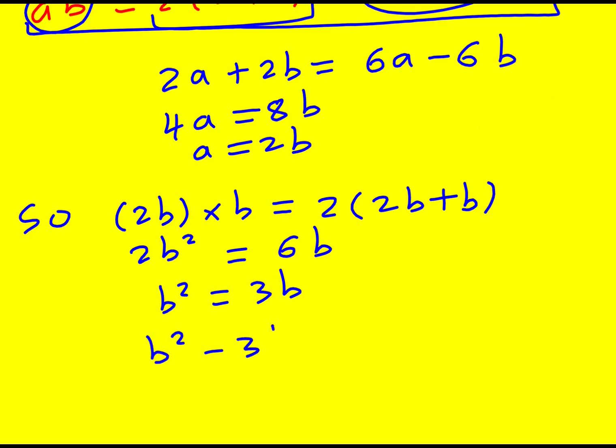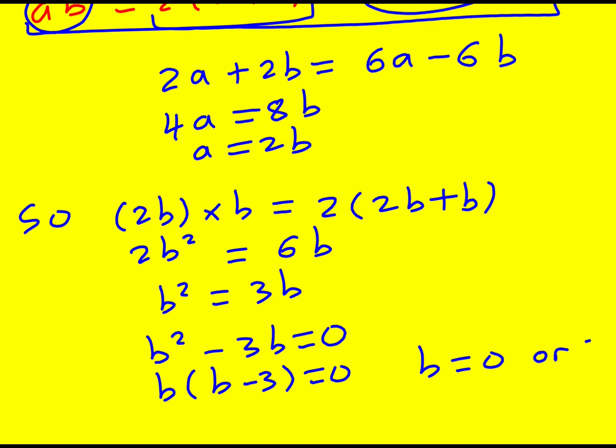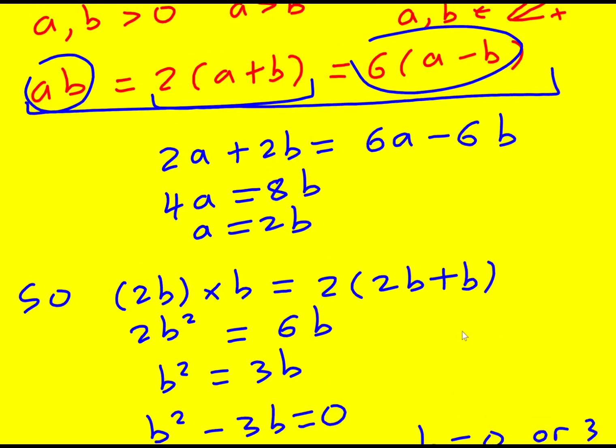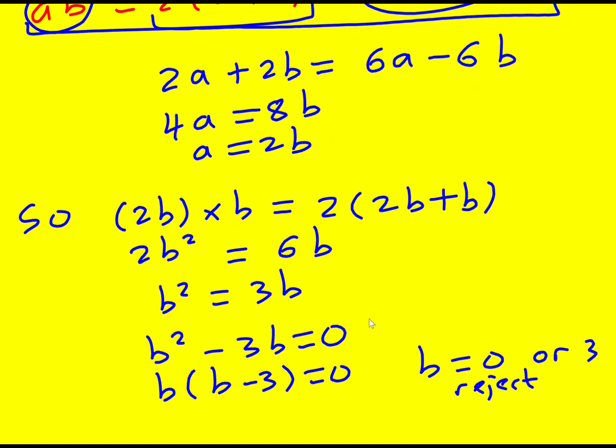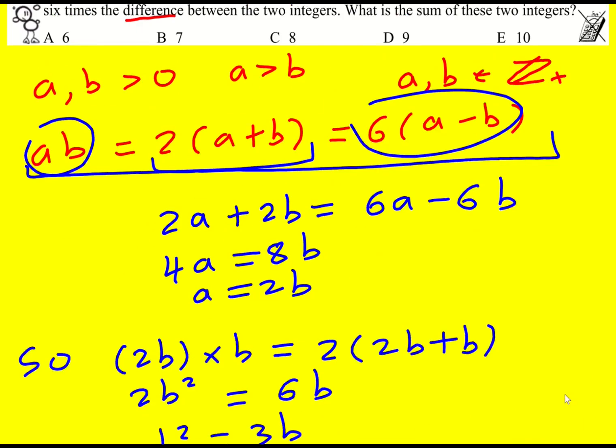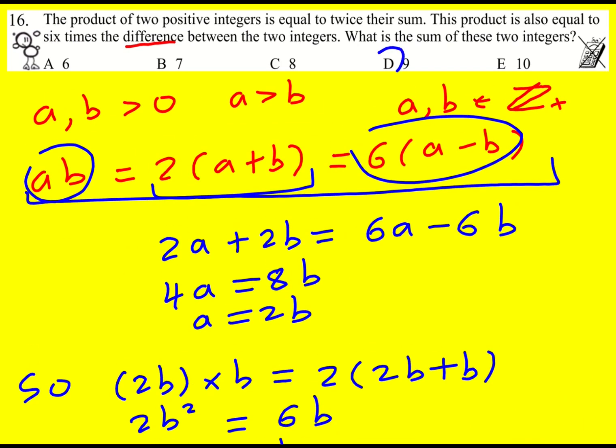b squared minus 3b is equal to 0. I mean, you might be able to see the answer straight away from this, but I'm going to do it fully. b times (b minus 3) equals 0. b is equal to 0 or 3. Reject the 0 one because we're told that it's positive. So b is 3. Remember, a was twice that, so a is going to be 6, and the sum is going to be 3 plus 6, which is 9.